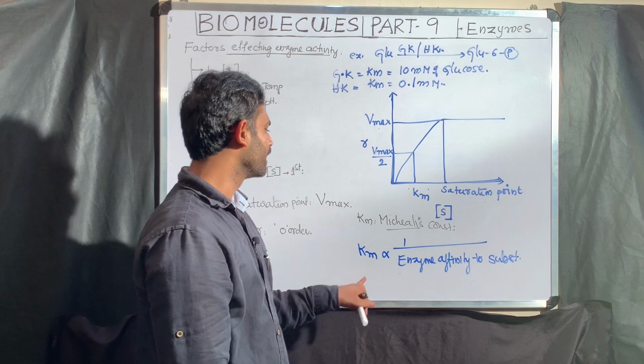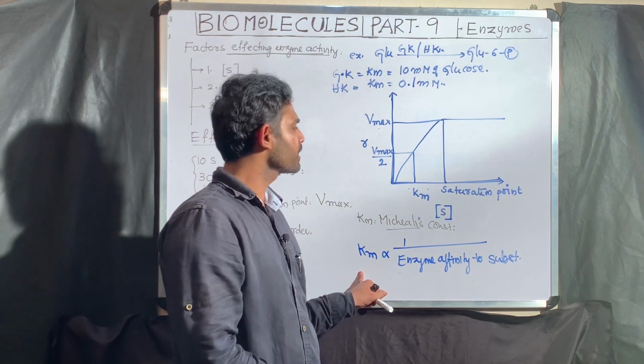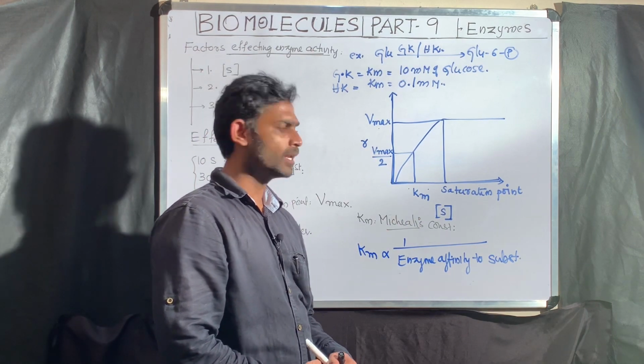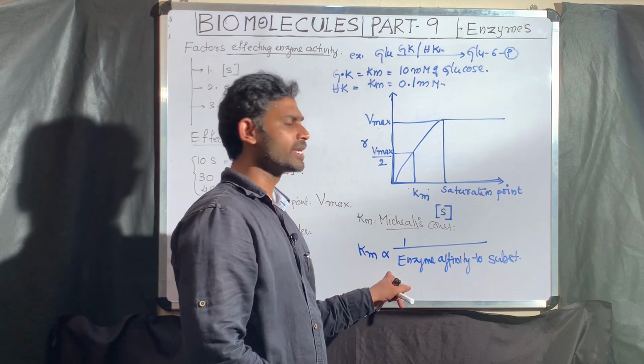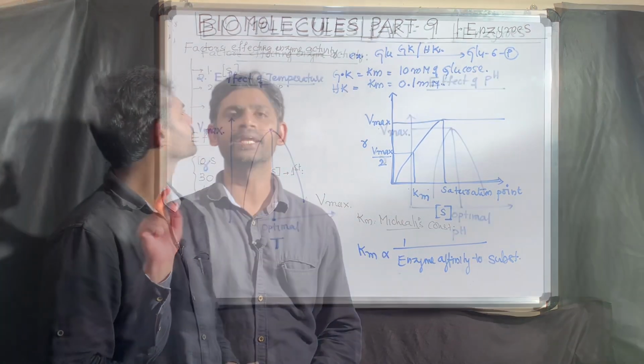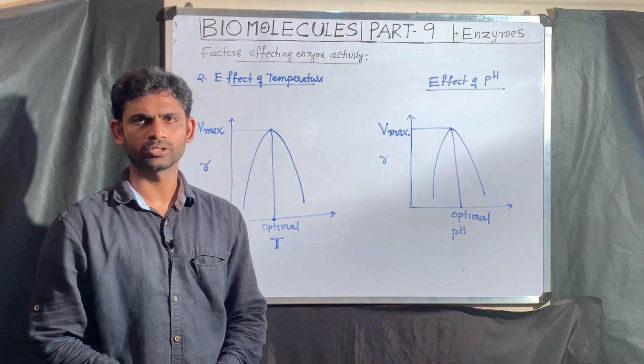That is why you should remember this relation. Km is nothing but the substrate concentration where the enzyme gives half of the Vmax, and it is inversely related to the enzyme affinity towards the substrate. That was the effect of substrate concentration on rate of reaction.